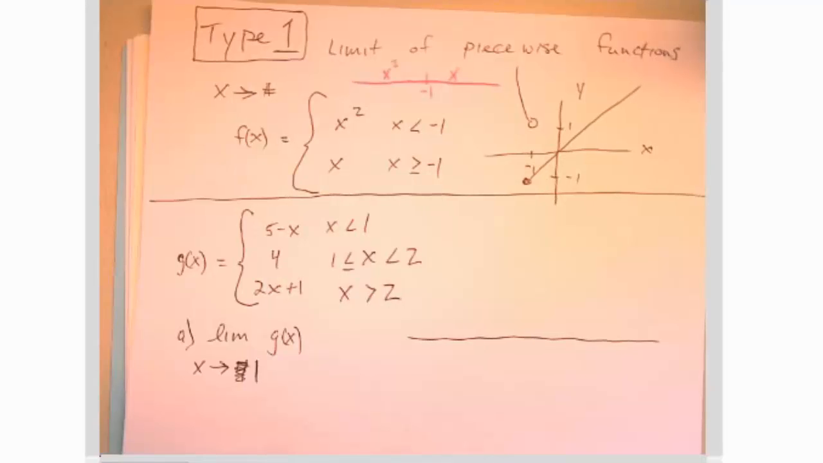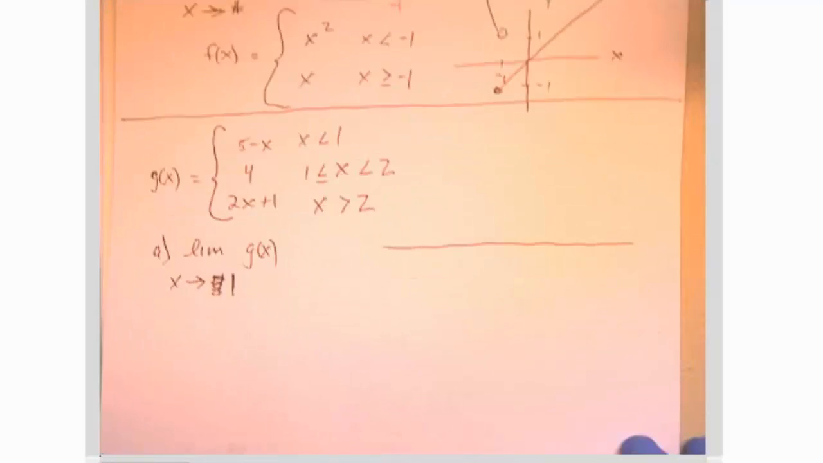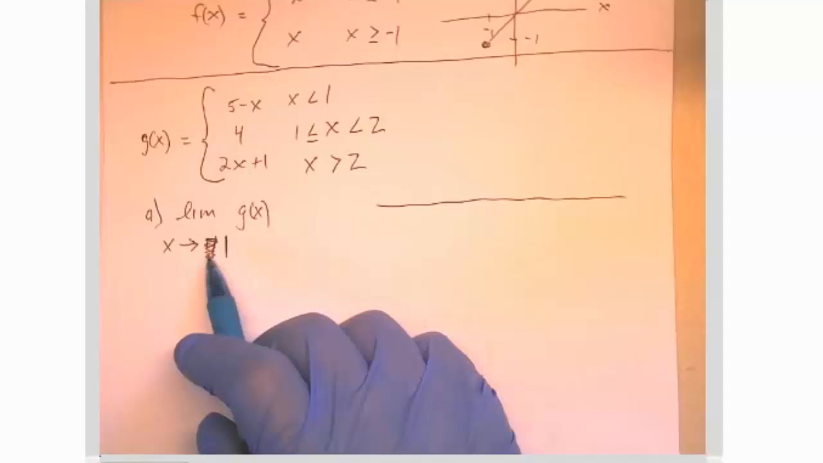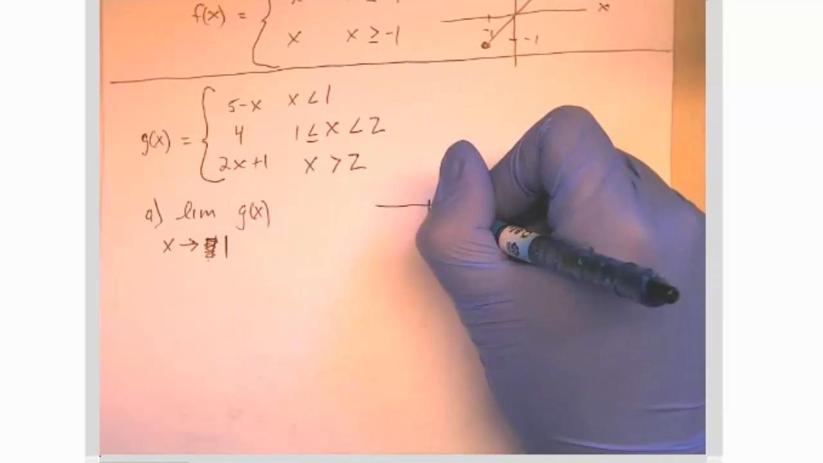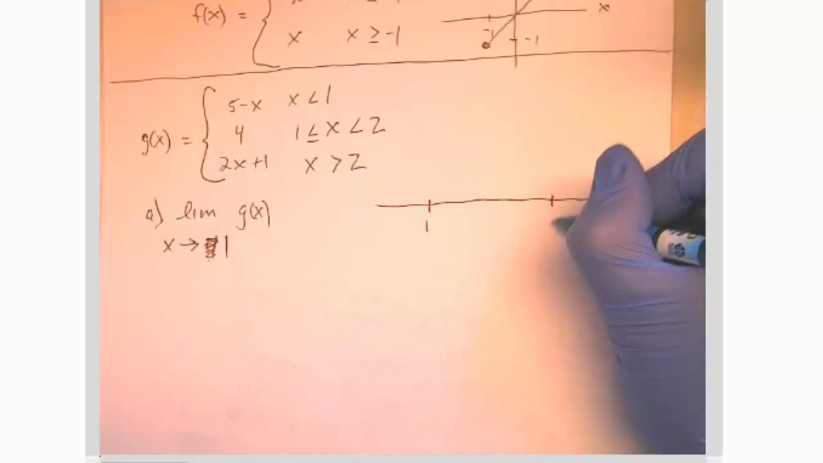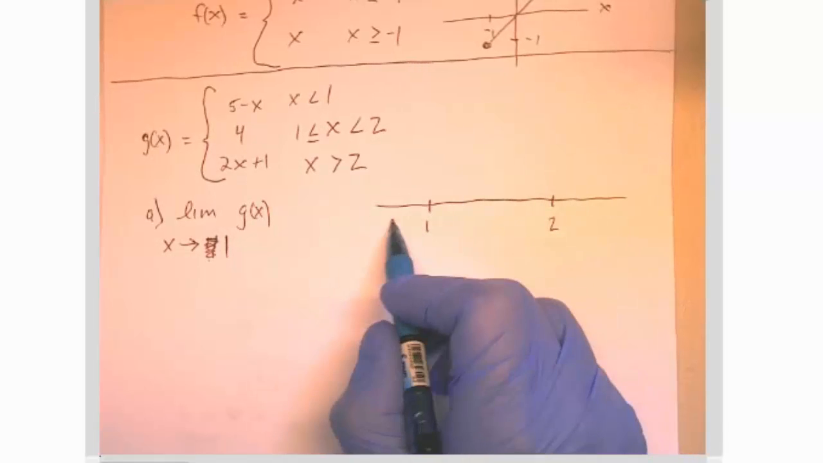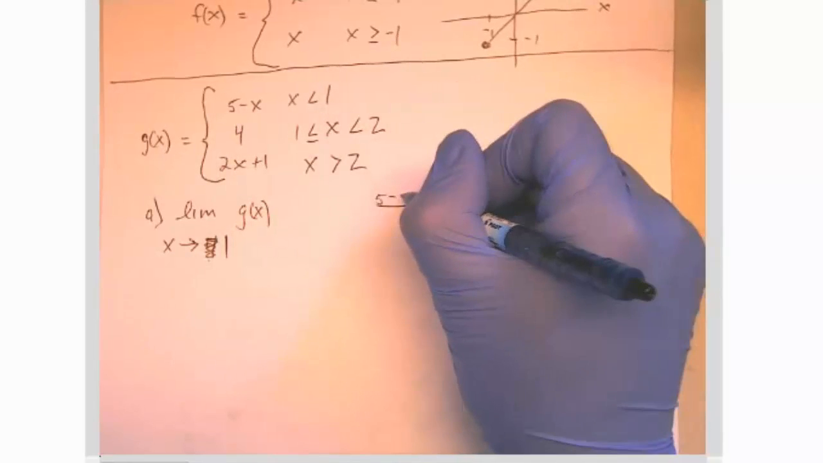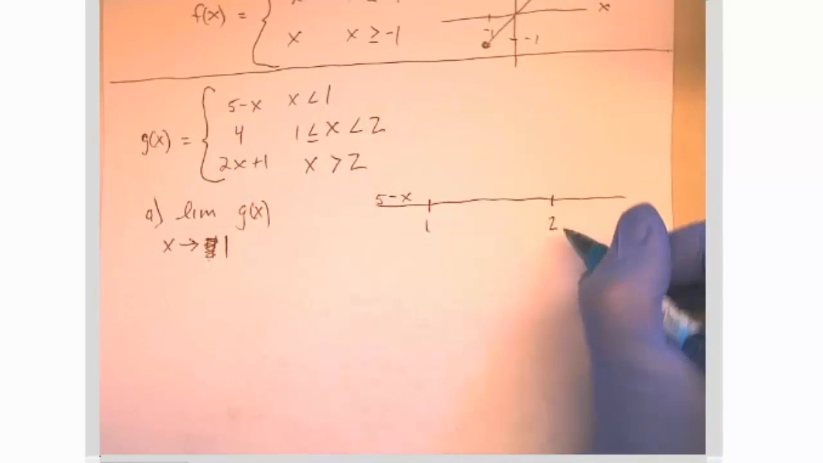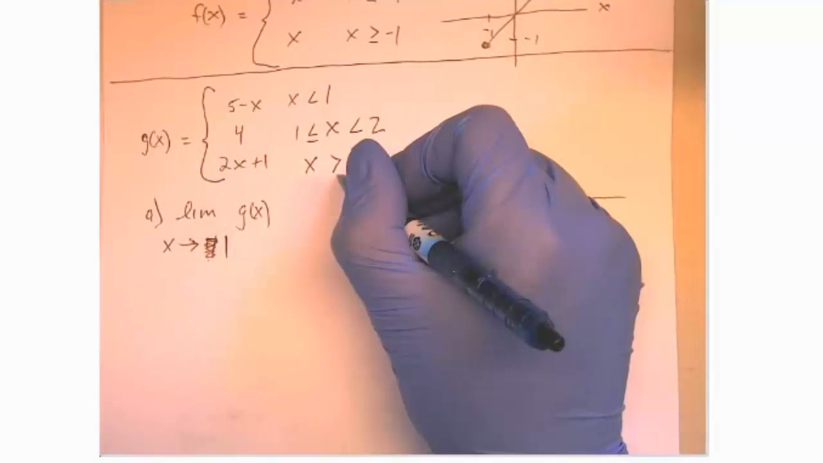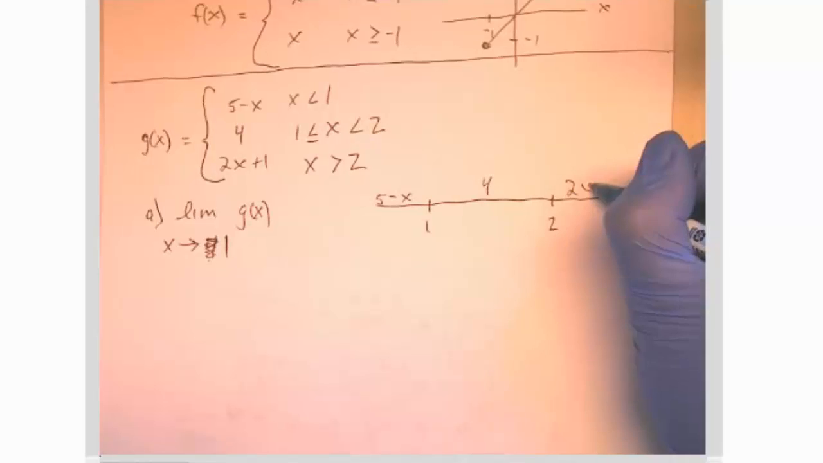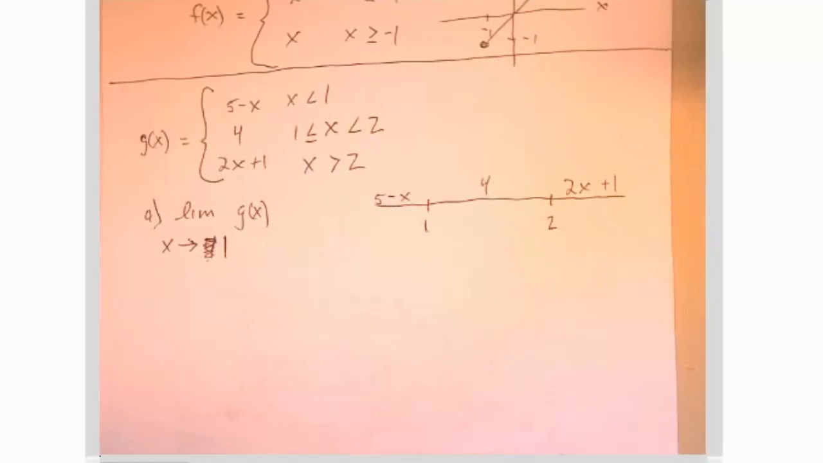Okay, in this problem, x is approaching 1. And notice that it's the two-sided limit. So let's go ahead and put in our values of 1 and 2. That's where our functions change in the piecewise function. When x is less than 1, we're using 5 minus x. When x is between 1 and 2, we're using 4. And greater than 2, we're using 2x plus 1.